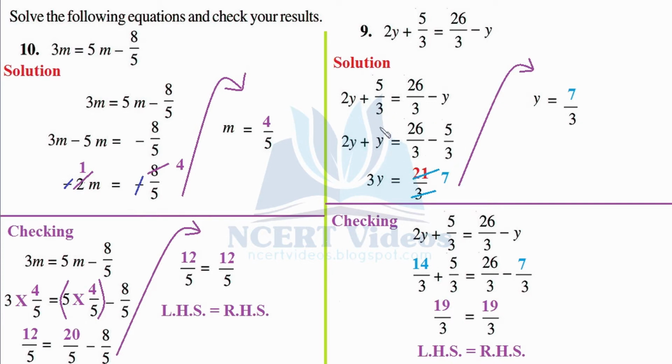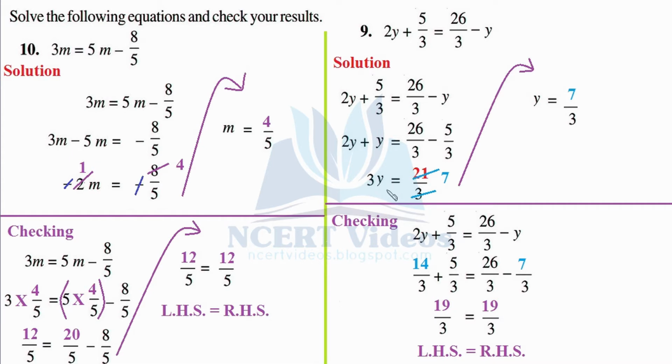Now when we visualize this equation, we have separated the variables and we can now solve it. 2y plus 1y is 3y, simple, equal as it is. Since the denominators are same, we need not take the LCM. We can directly operate it. So 3 is our common denominator, and 26 minus 5 is 21. We have a cancelling opportunity. So 3 ones are 3, 3 sevens are 21. Here 3 is left, we have to get rid of it.